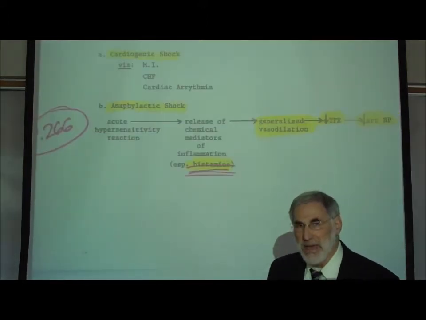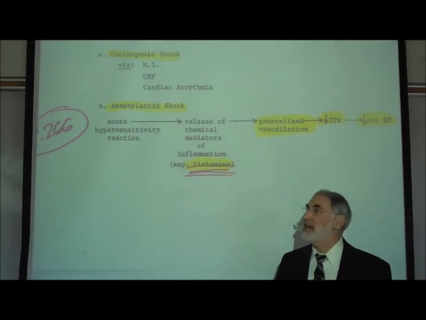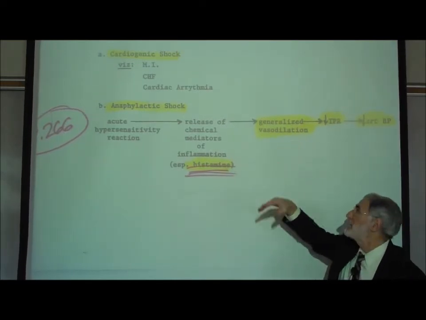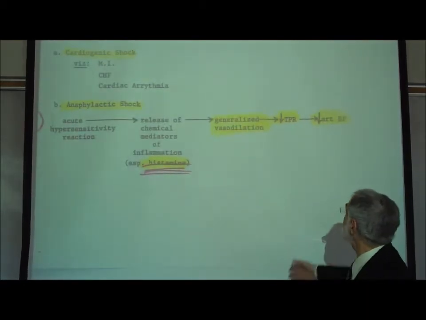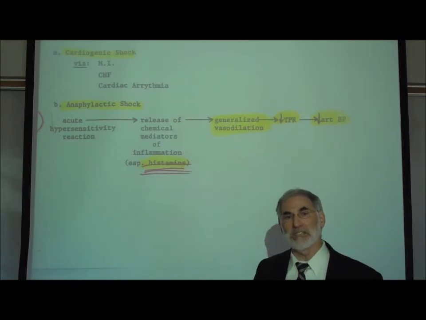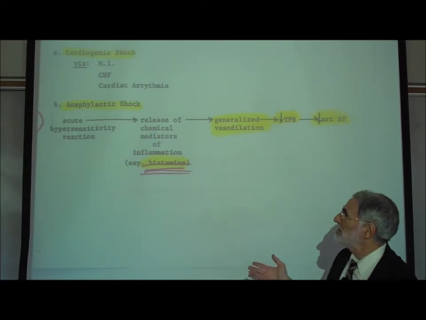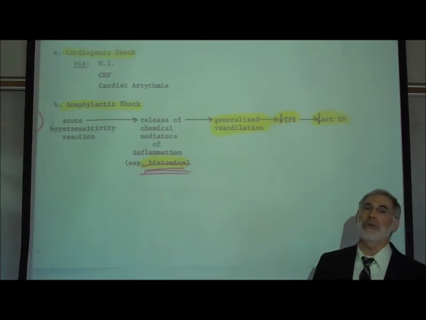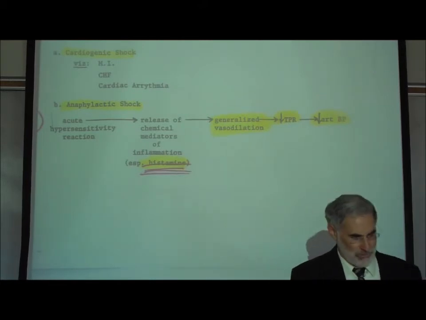So there is this massive release of chemical mediators of inflammation, especially histamine, in this hypersensitivity or allergic reaction, leading to generalized vasodilation throughout the entire body, causing a drop in total peripheral resistance, and that drop in total peripheral resistance causes a corresponding drop in the arterial blood pressure. This is sometimes also known as low resistance shock, referring to the fact that the shock or low blood pressure was triggered by a decrease in total peripheral or vascular resistance.